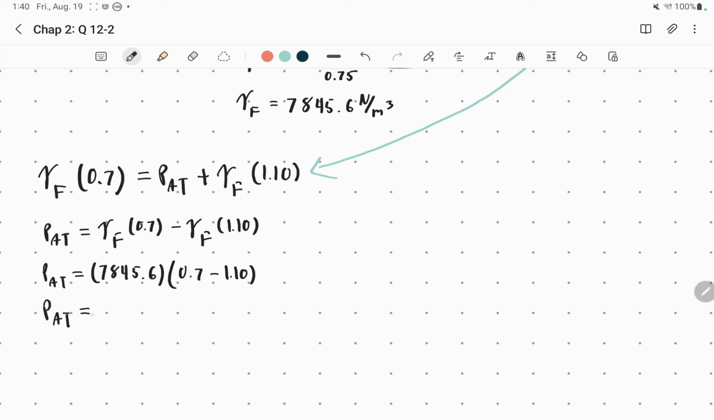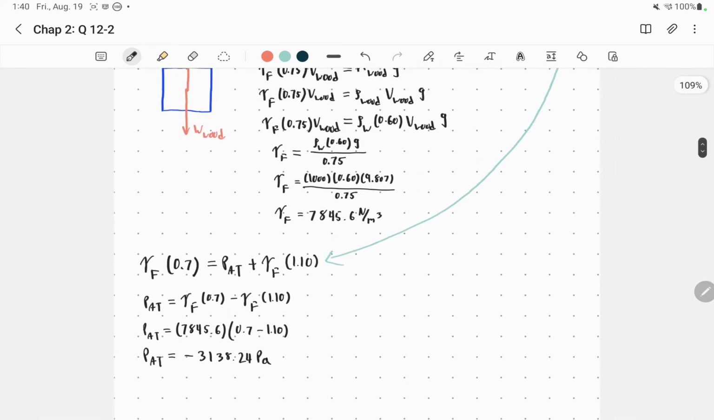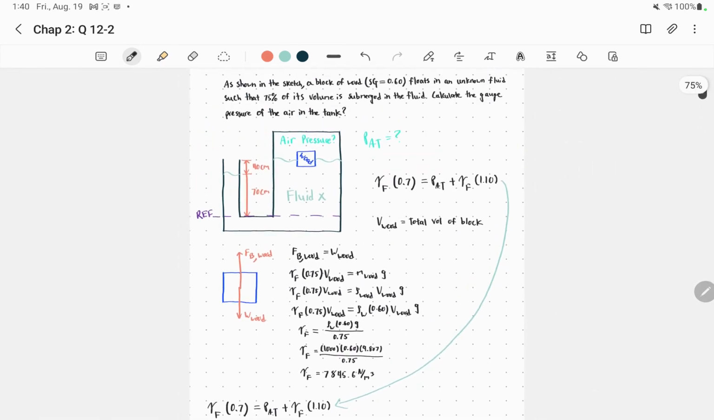That gives us PAT equals minus 3,138.24 pascals. So it is a vacuum on the right side, but that makes sense because there's a higher column of fluid on the right side than the left, so the pressure on the right side must be lower than on the left. Otherwise, that makes sense.